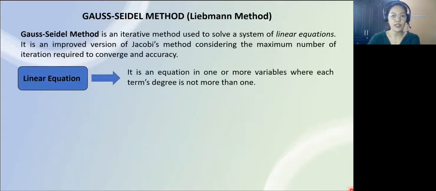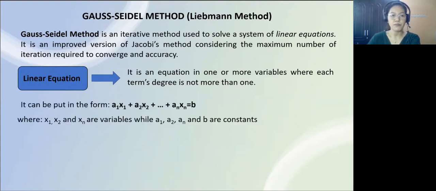With that, we have to understand first what a linear equation is. It is an equation in one or more variables where each term's degree is not more than 1. That means a variable x may appear, but neither any higher power of x such as x squared nor any product of variables such as xy may appear. Any linear equation can be put in the form a1x1 plus a2x2 up to anxn equals b, where x1, x2, and xn are variables, while a1, a2, an, and b are constants.